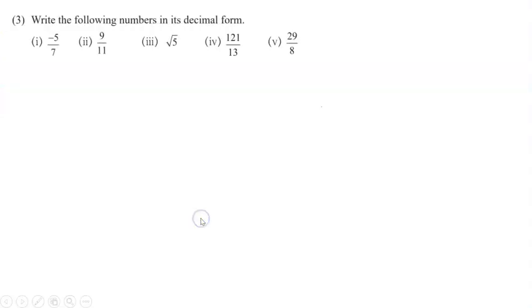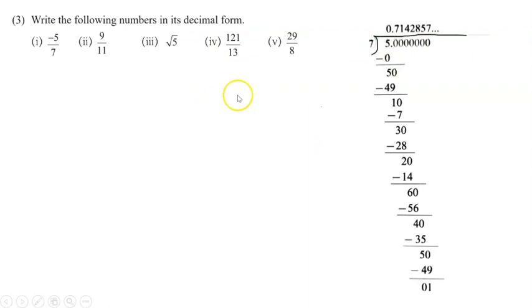Now next, write the following numbers in decimal form. The first number is minus 5 by 7. It is written in this manner. The division I had explained in my previous practice set. The answer is minus 5 by 7 equals minus 0.714285. These are the recurring digits, and hence it is raised to bar.